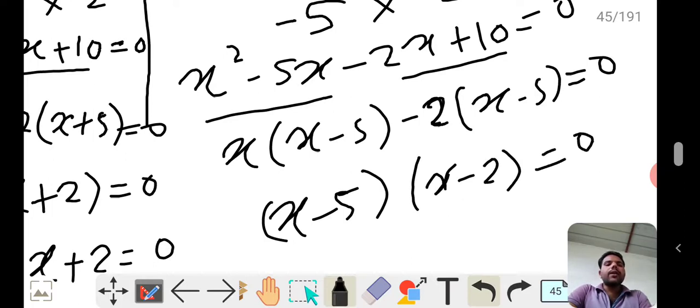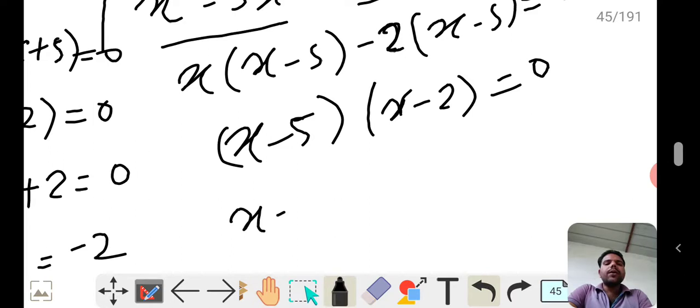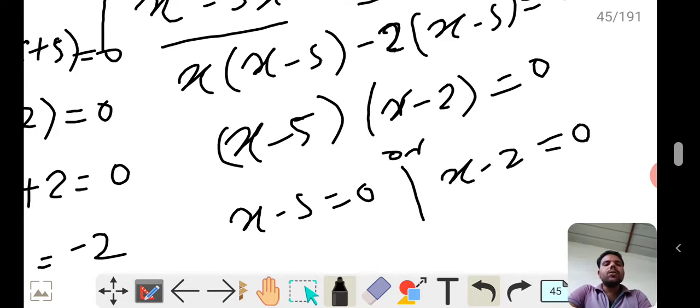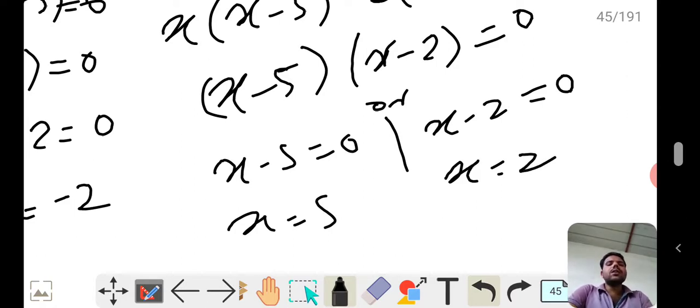We know that the multiplication of two numbers is 0 if one of the two numbers is 0. So we can write x minus 5 is equal to 0 or x minus 2 is equal to 0. From this we have the solution x is equal to 5 or x is equal to 2. This is our final solution. This is the second case of the solution of quadratic equation by factorization method. Let's see the next case.